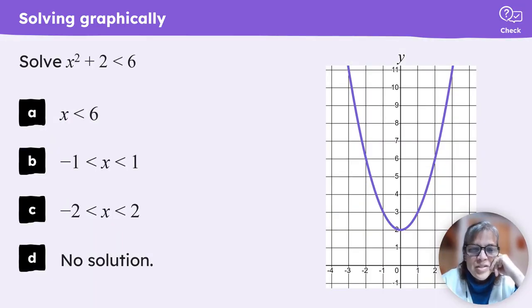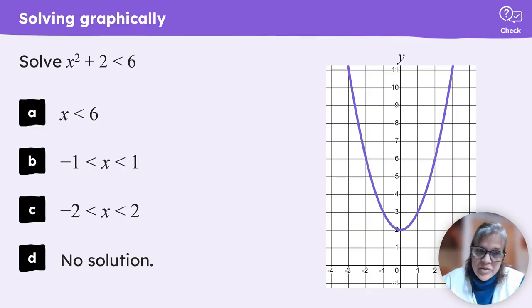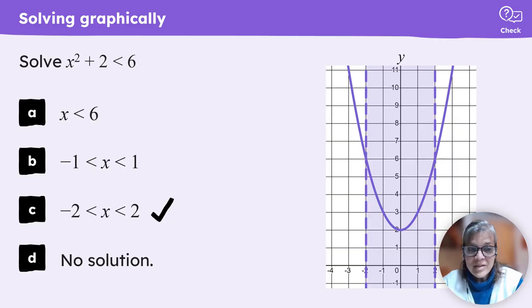Okay, now let's try some more. Here I've graphed x squared plus 2 is equal to y. Can you solve the inequality x squared plus 2 is less than 6? Pause the video and pick a choice. Okay, welcome back. I hope you picked C. That's the solution. That's where the line y equals 6 would intersect with this curve.